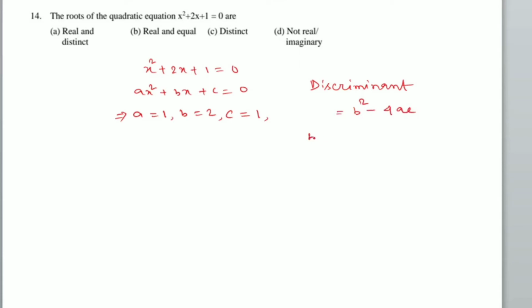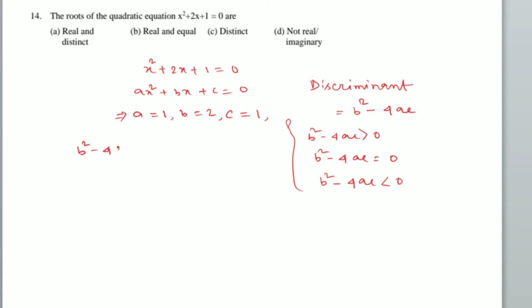Now if b square minus 4ac is greater than 0, then the roots will be real and distinct. And if b square minus 4ac is equal to 0, then the roots are real and equal, and if b square minus 4ac is less than 0, then the roots are not real, or imaginary. Okay, now we will find out b square minus 4ac, that is discriminant.